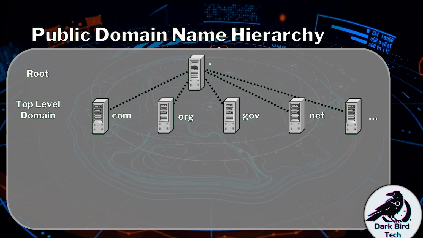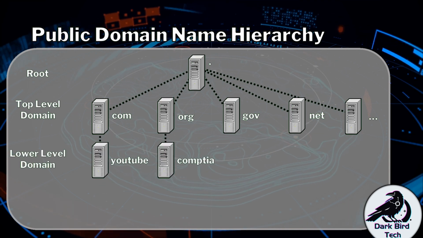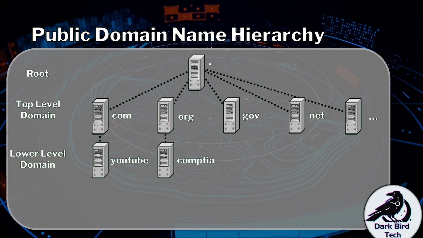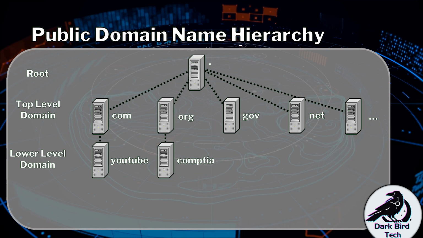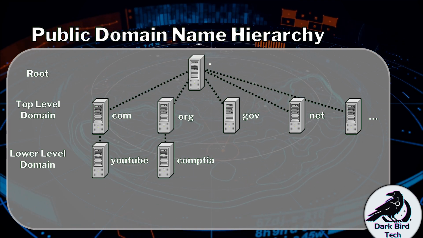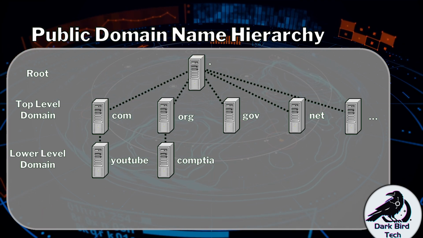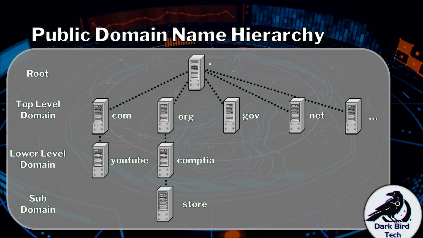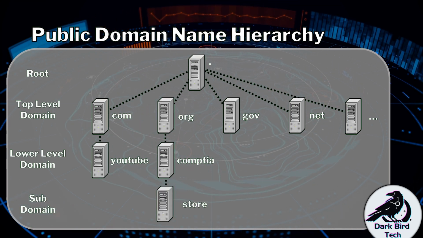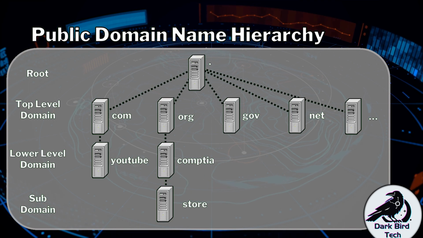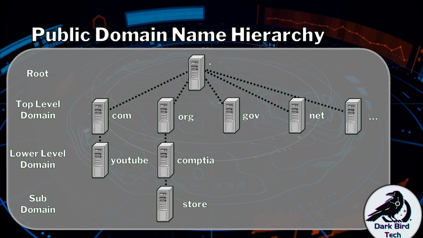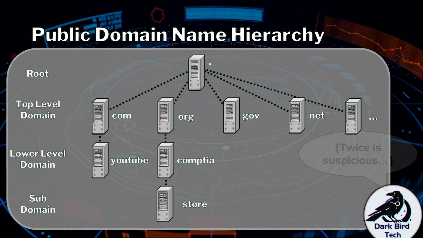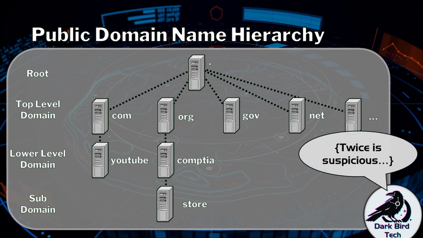And then below the top level, you will get a lower level domain or domains, where you could have, for example, YouTube and CompTIA within the com and the org domain. And then you might even have subdomains like store.comptia.org, where you can go and buy CompTIA textbooks and lab access keys without having to pay for full training. Again, not sponsored, just mentioning it.